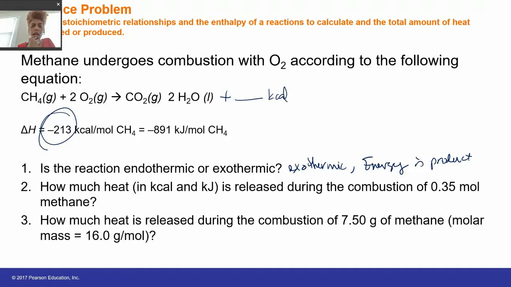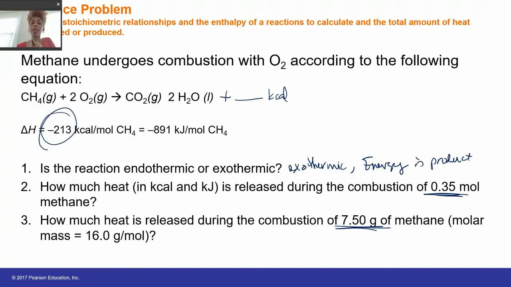How much heat in kilocalories and kilojoules is released during the combustion of 0.35 moles of methane? And also, we're going to look at how much heat is released during the combustion of 7.50 grams of methane. So we want to know how much heat is released during the combustion of 0.35 moles, and then how much energy is released when we burn 7.50 grams. Now, wait. How do we do this again?